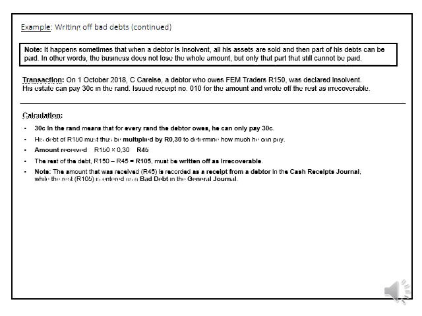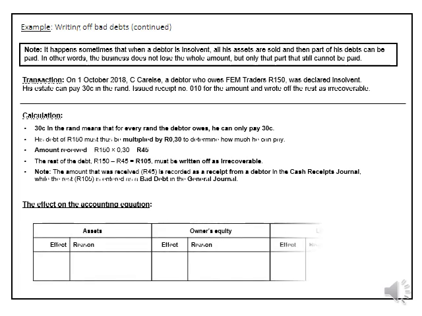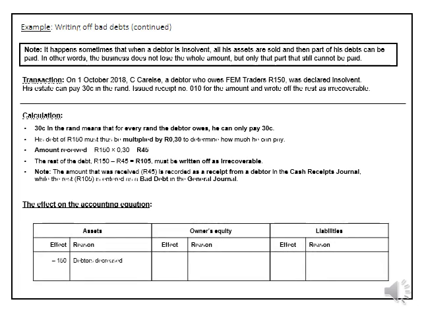Please note the amount that was received is recorded as a receipt in the cash receipt journal, and the rest is written off in the general journal. The effect on the accounting equation would be that our assets decrease by the total outstanding amount. Our bank increased by 45 rand, so our assets increased by 45 rand. And owner's equity will decrease by 105 rand since bad debt is an expense.